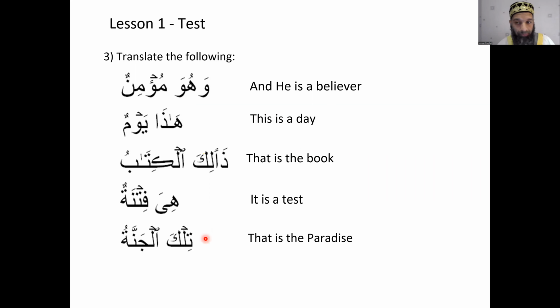Tilka al-jannatu. So Jannah we know is paradise, and tilka means "that is." It's tilka and not dhalika, because tilka is feminine. And also I just noticed here dhalika is written wrong. That alif shouldn't be there. So that's two things I need to correct.